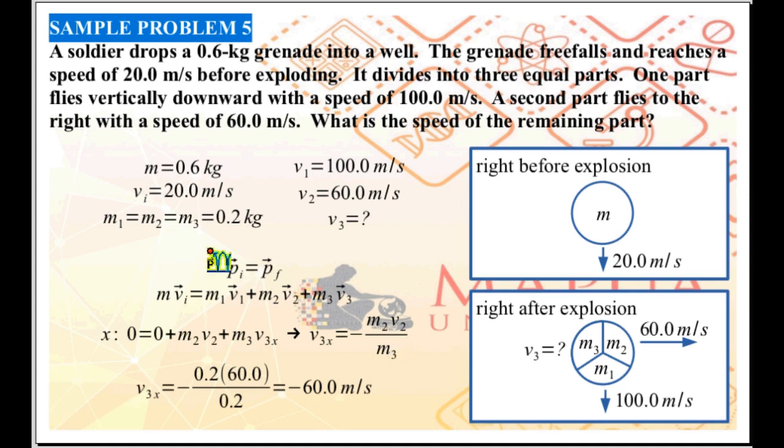We know m2. We know v2, 60 meters per second. We know m3. The equation is complete. We are able to calculate v3x, the x component of v3, which is negative 60 meters per second.